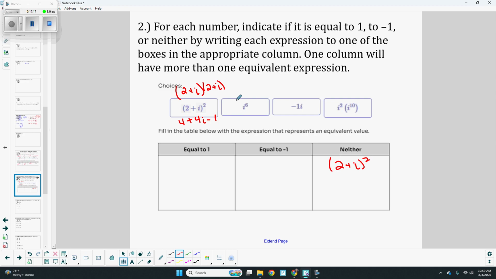i to the sixth. So that's i to the fourth times i squared. So that's 1 times negative 1. So that would give us negative 1. So i to the sixth would go in there. Negative 1 times i is just negative 1i. That's not either of those, right? There's an i in it. So that would go into neither. And this would be i to the 12th. Right? Dividing that by 4 gives me a remainder of 0. So that should equal 1.